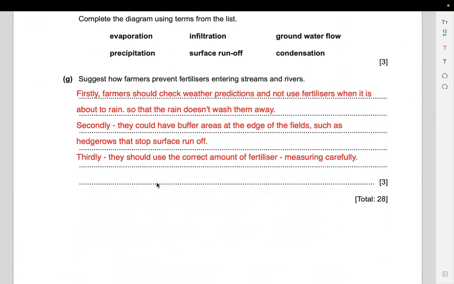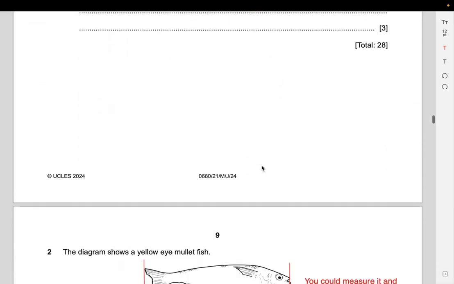Secondly, buffer zones, buffer areas around the fields like hedgerows. A, that's going to stop wind erosion. And B, it's going to stop a bit of runoff. Or thirdly, and notice how I've used my connectives just to try and show the examiner, hey, look, 1, 2, 3 points for 3 marks. Just use the correct amount of fertilizer. Measure it carefully. We don't want excess going into our streams and rivers.